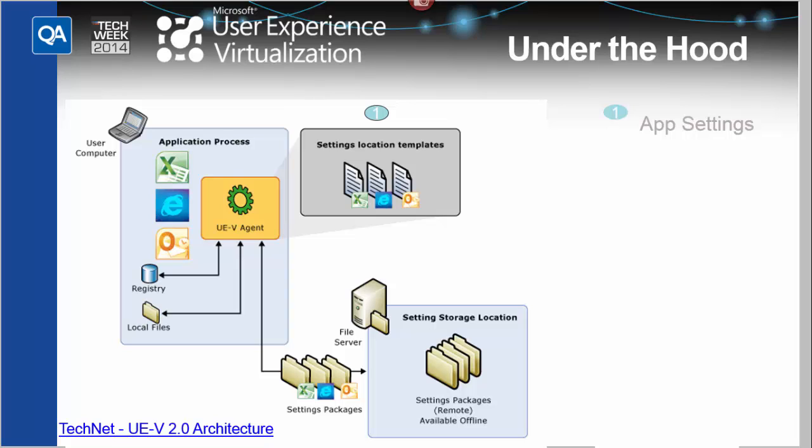Okay, the first trigger happens when the user logs on, and the operating system settings are then copied down from the settings store location. The next trigger happens when a user launches an application that is being monitored by the setting location templates. The UEV agent will then retrieve the pkgx file for that particular application from the settings store location and update the settings for the application accordingly. Once the user is finished with the application and the application shuts down, we gather the settings and sync those back up to the settings store location. That way, when a user logs on to another workstation, the settings will be available from the settings store location.